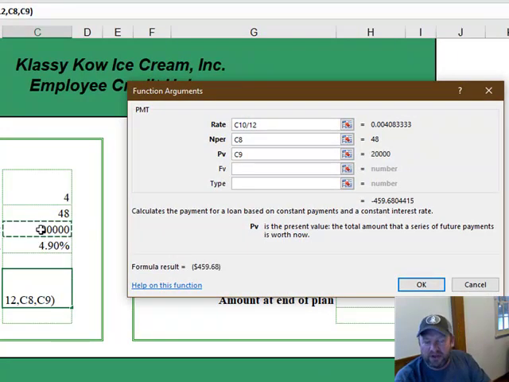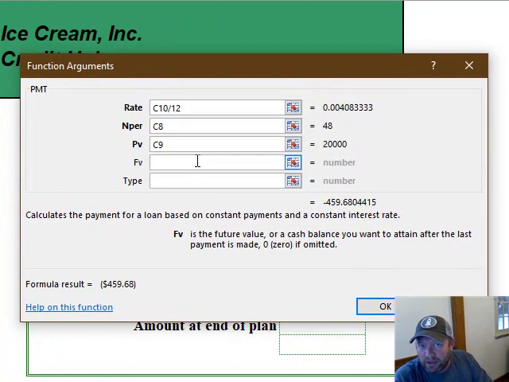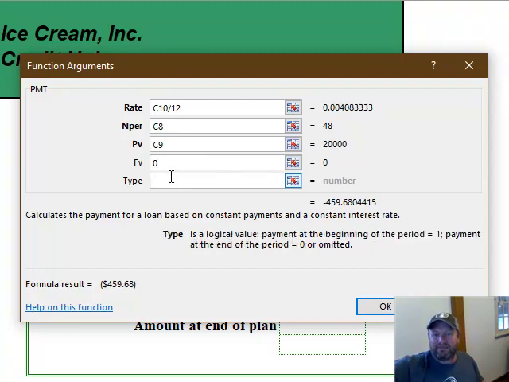Now, future value. This is an interesting one. How much do you want to owe on this vehicle when your payments are up? After 48 payments, you better hope to have this much owed. All right, so we're going to put a 0. You don't want any owed in the future. Now the type I talked about a little bit earlier, and if we click in this box, it tells you right here. The type is a logical value. A 1 is a payment that's made at the beginning of the year or the period. So most of our car payments are paid at the beginning of the period, or a 0, all right, if it's omitted, or paid at the end of the month. We're going to go ahead and choose the 1. That's very typical and common, okay, to collect at the beginning of the pay period.